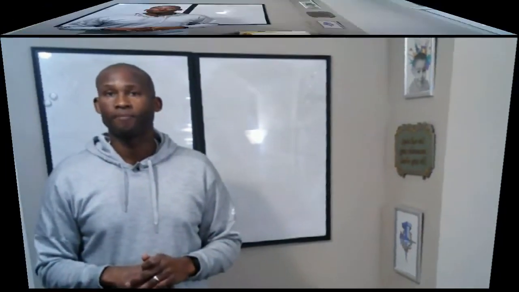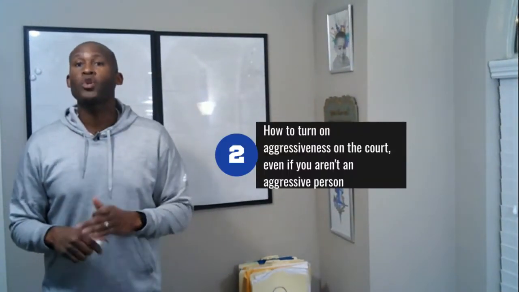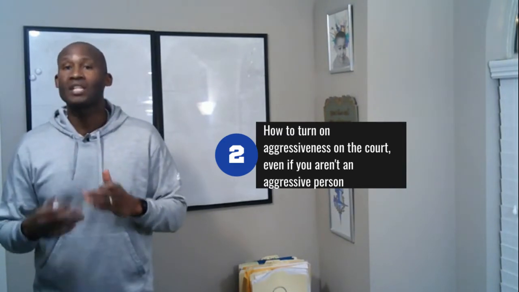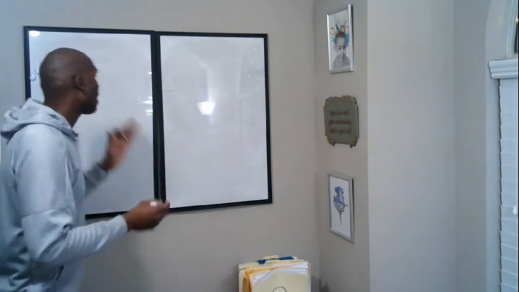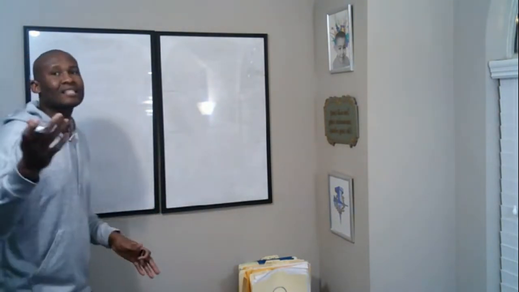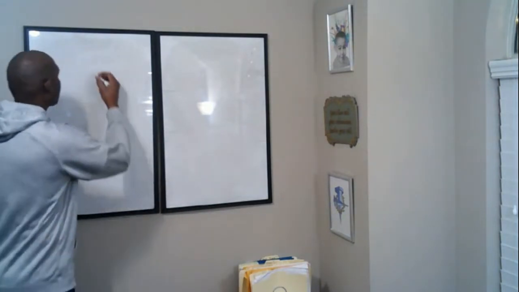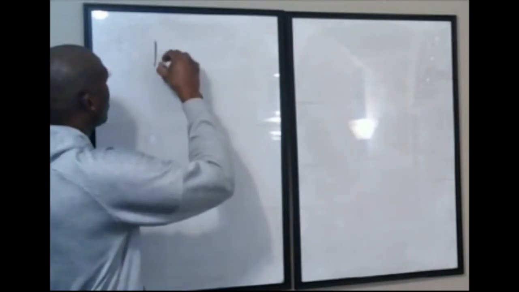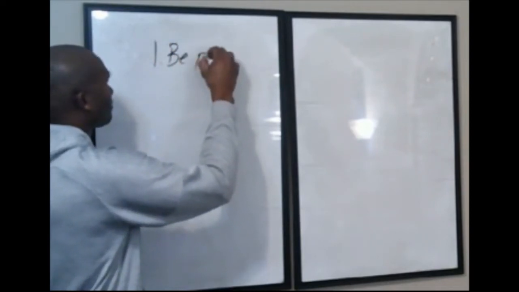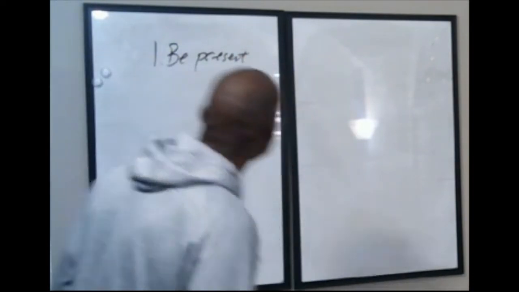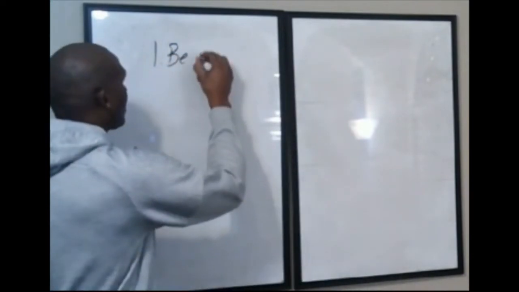Now let's talk about how to turn on aggressiveness on the court, whether you are naturally aggressive as a person or not. See, I already went there. I have this knack of giving you information before I should have, but it's all good. It's all about being present. One, you got to be present. Again, made a mistake, erase it aggressively, write it down.